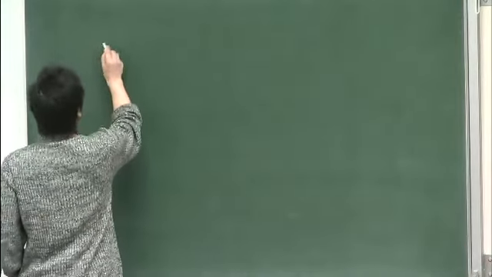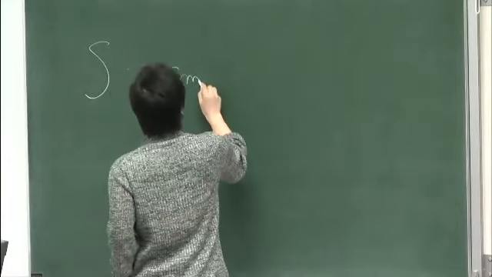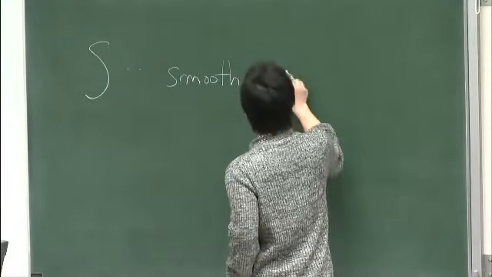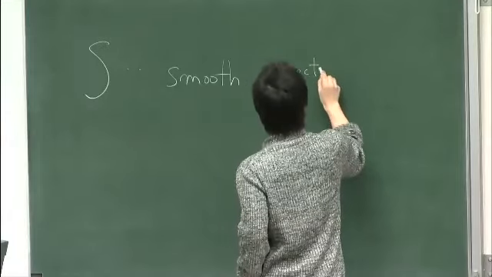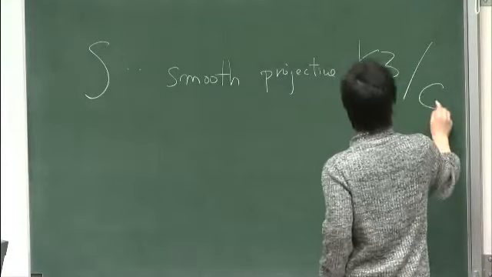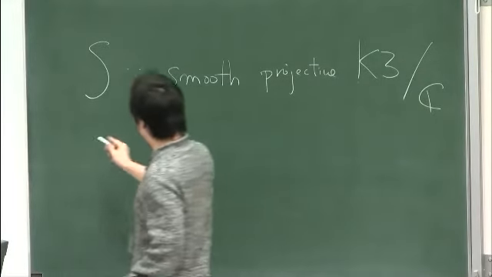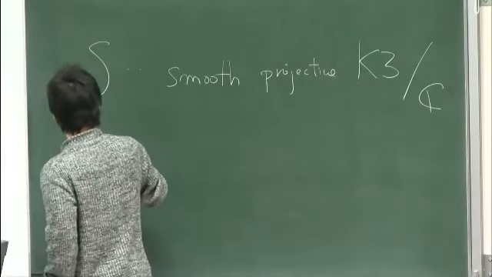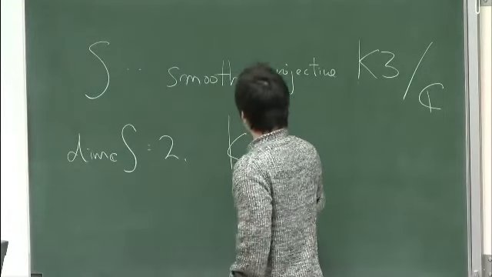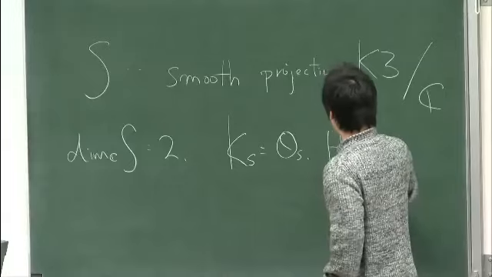So, let S be a K3 surface. So S is a smooth and projective K3 surface over the complex number field. That is, S is two-dimensional, the canonical line bundle is trivial, and H^1(O_S) is equal to 0.